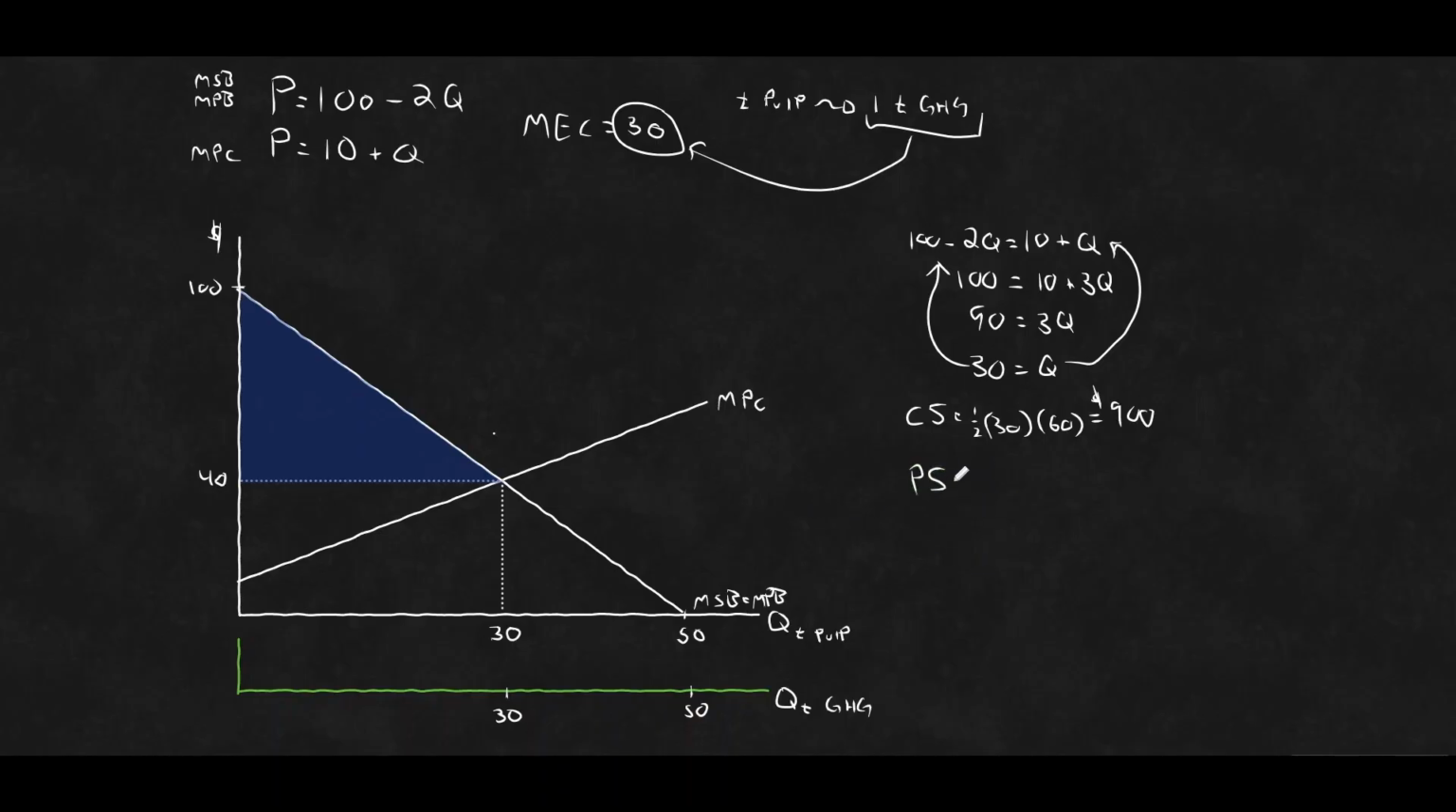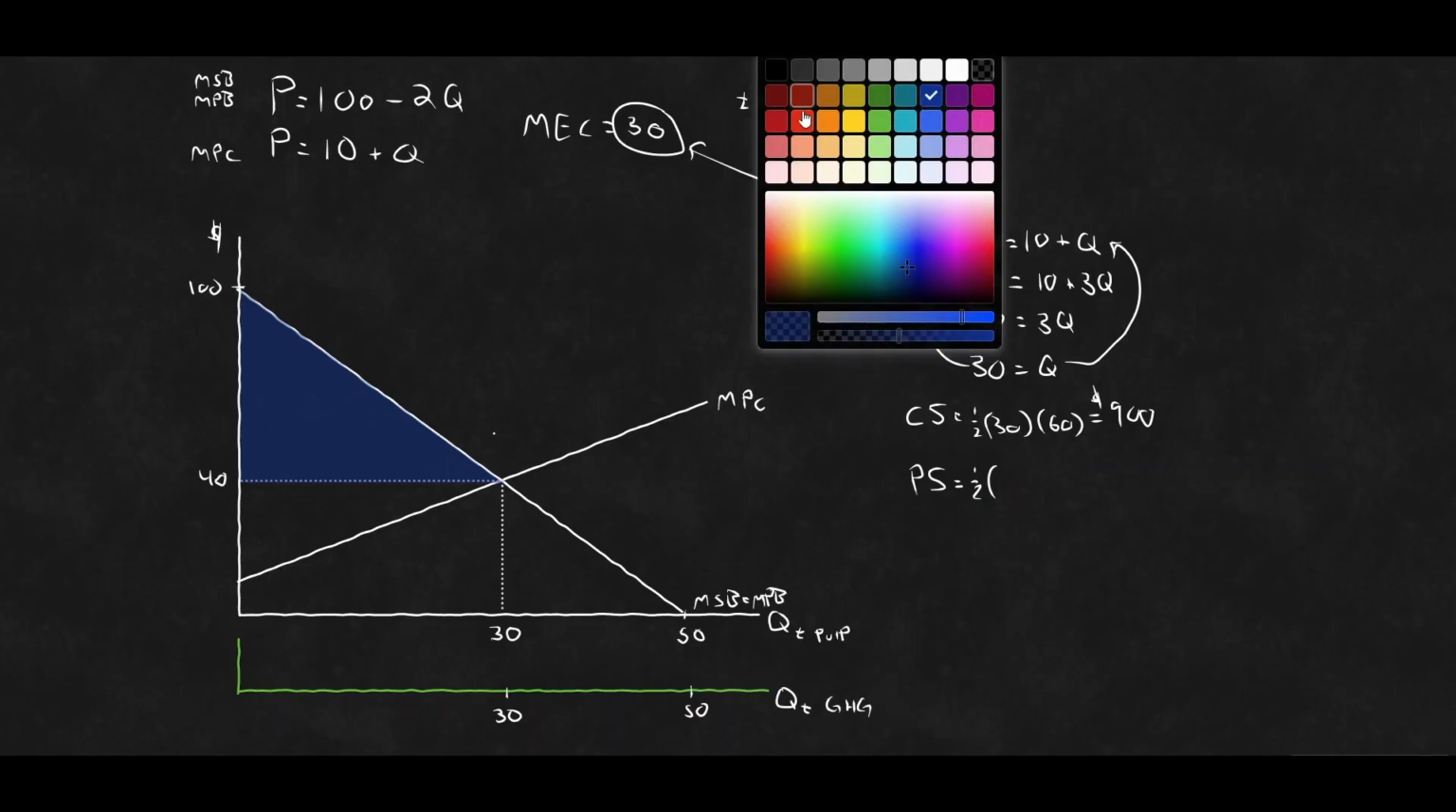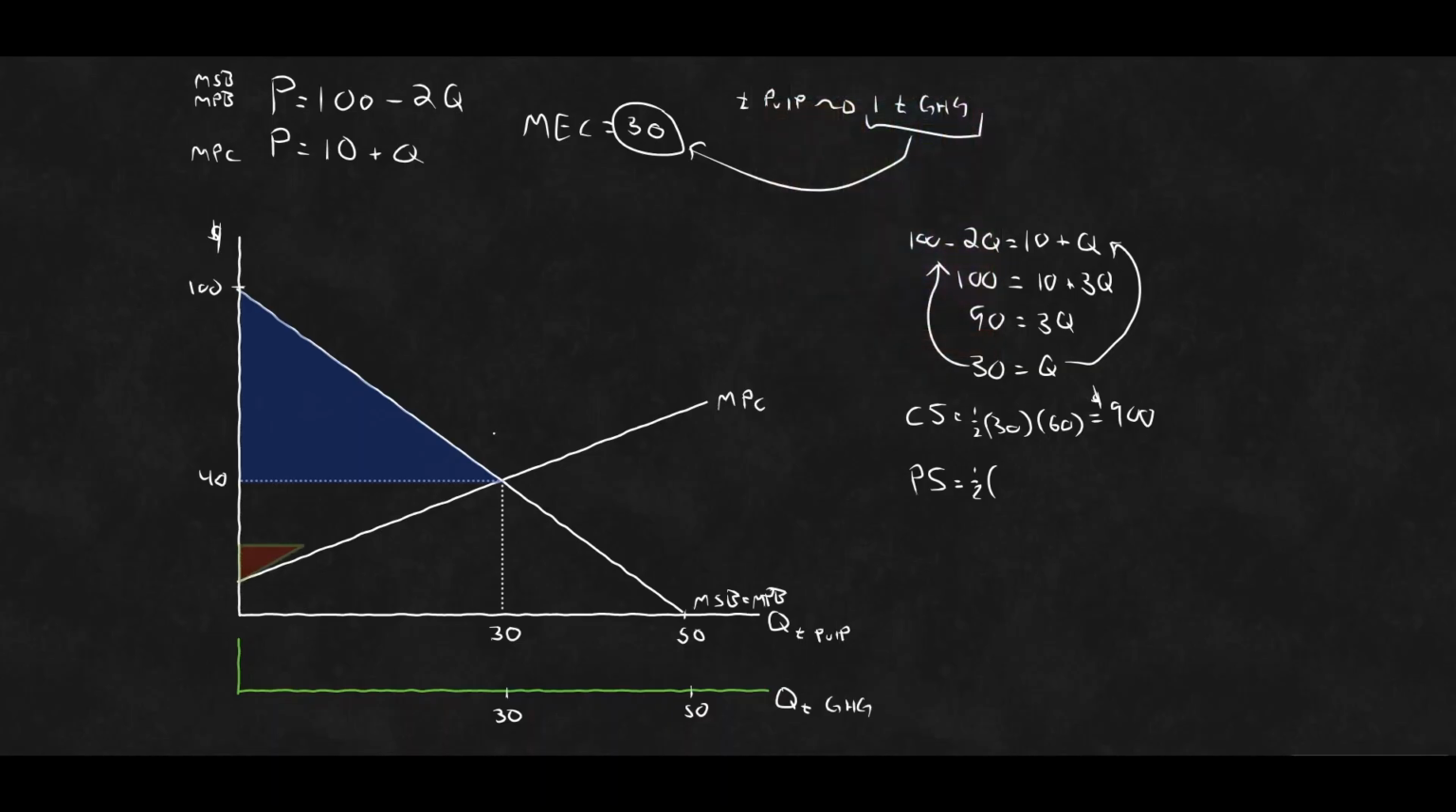Our producer surplus is going to be 1/2. And again, just to visualize it first, perhaps, let's use red. Above our willingness to accept, below the price we have to accept. So that red triangle is our producer surplus. 1/2, again, base of 30.